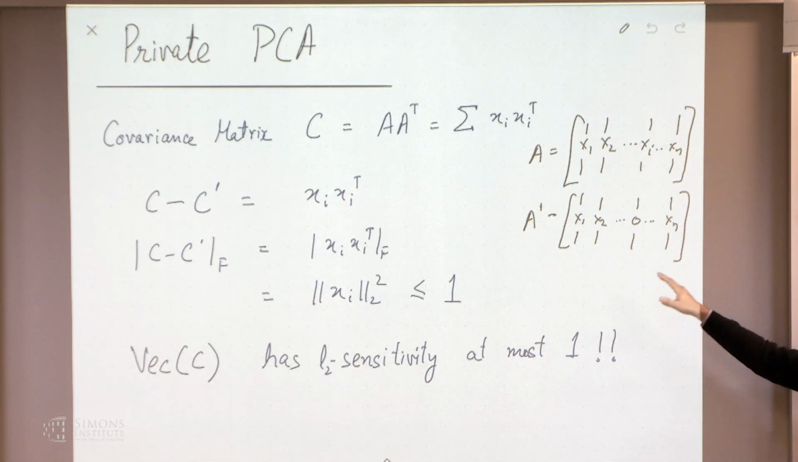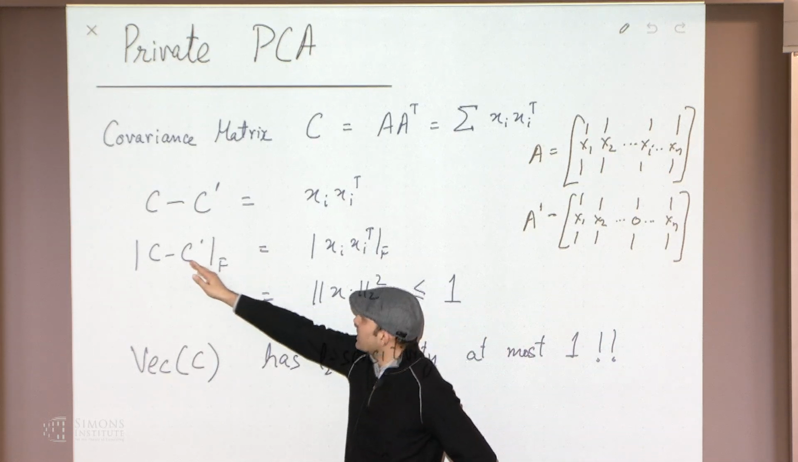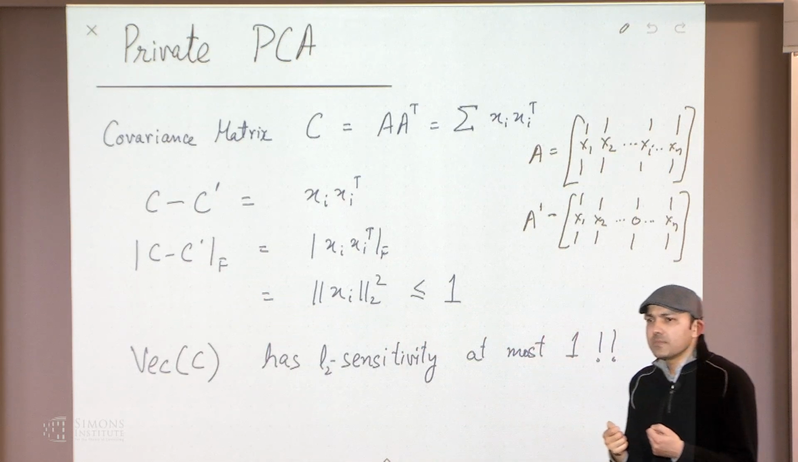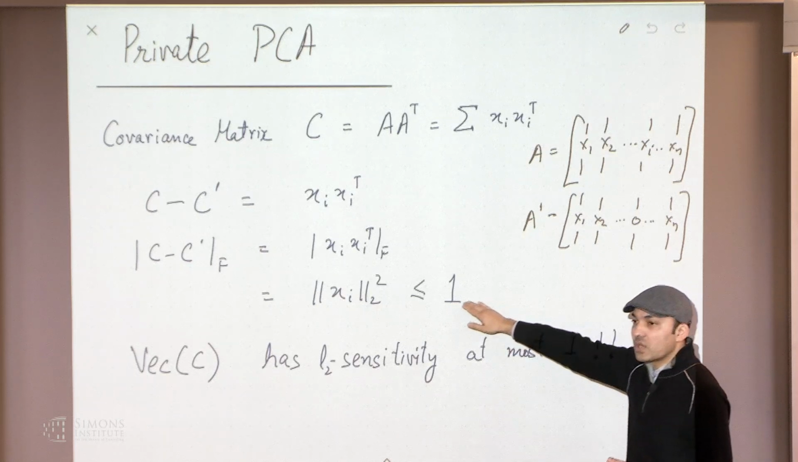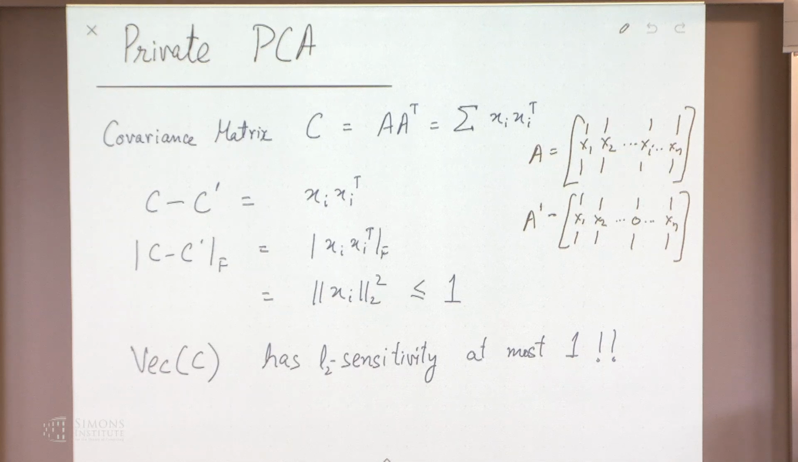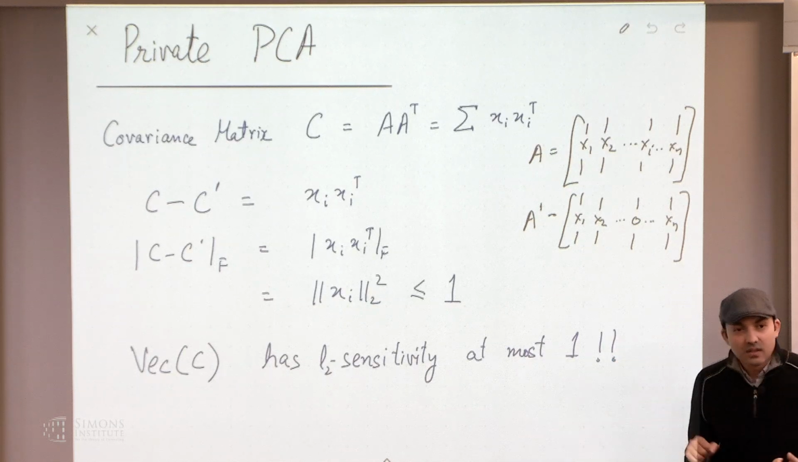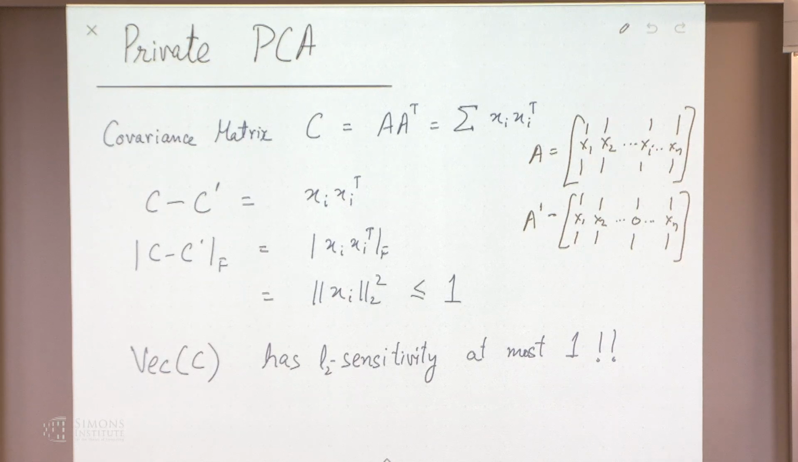Okay, so what does this mean? I have said that the Frobenius norm of C minus C prime is at most 1, which means that if I take this matrix C, flatten it out into a big vector, an n squared dimensional vector, this big vector now has L2 sensitivity at most 1. Why? Because the Frobenius norm of a matrix is nothing but the L2 norm of the vector version of that matrix.